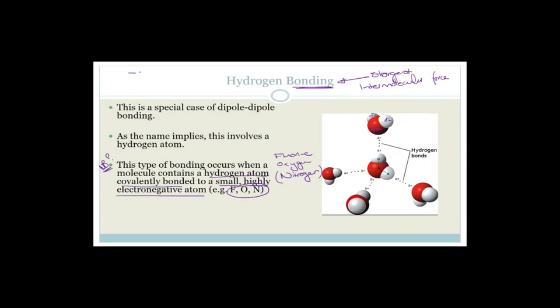As far as you're concerned with organic chemistry, you only have to worry about it if there's a hydroxyl group, and that is the only time. So for you, hydrogen bonding is going to occur in your alcohols and in your carboxylic acids. That's the only time you're going to have to worry about hydrogen bonding, which means that your alcohols and carboxylic acids are going to have stronger intermolecular forces than all the other organic molecules we're studying.